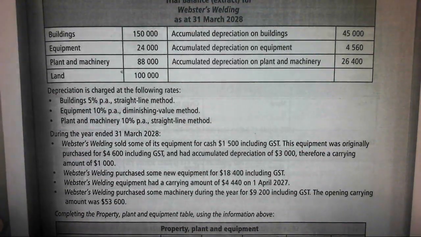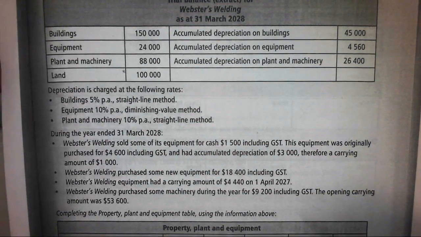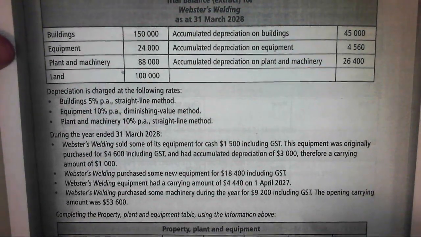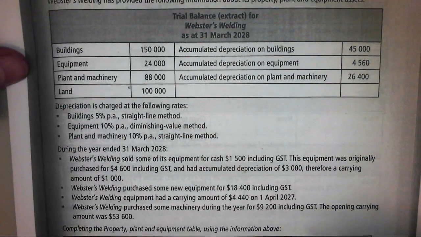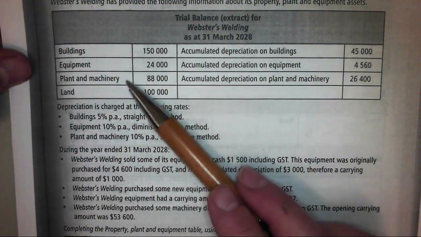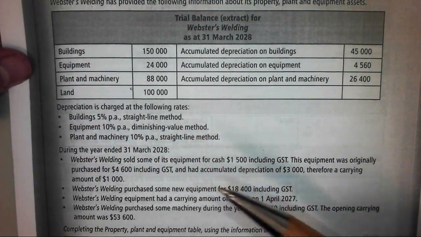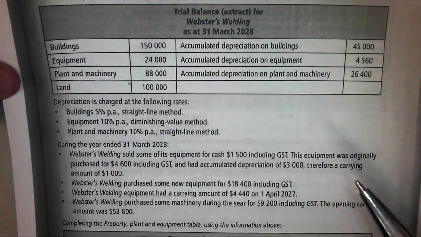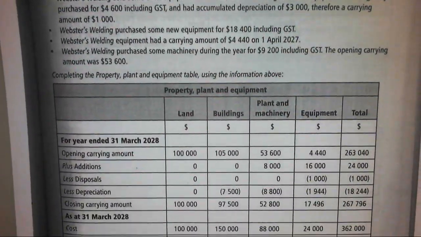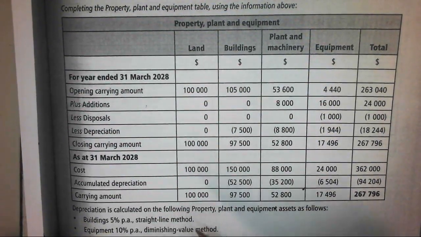Today we're going to be looking at the plant, property and equipment note that goes into the statement of financial position. Here's an example from your textbooks for Webster's Welding. They give you a whole heap of information. They ask you to do the balance day adjustments. The note, though, that goes in the statement of position is slightly different now and extended for level 2.